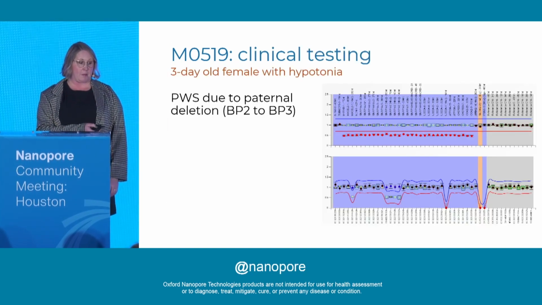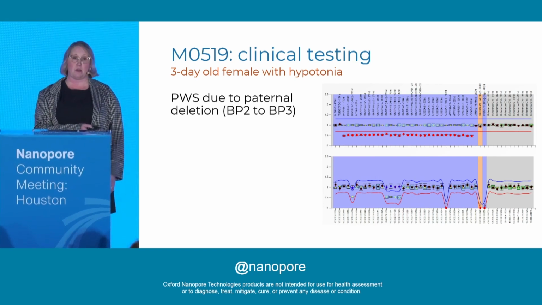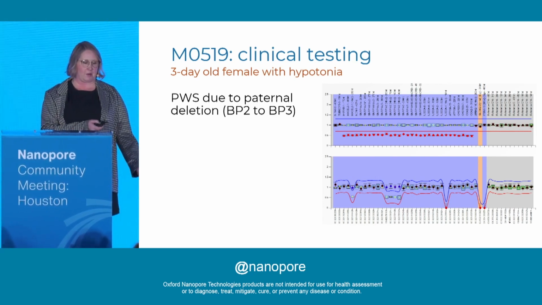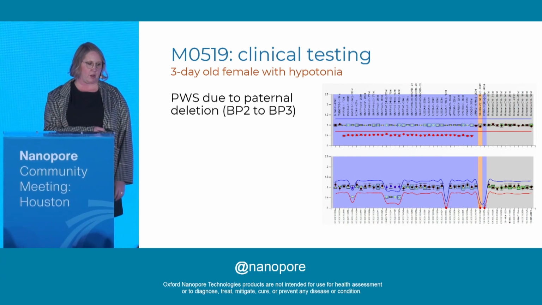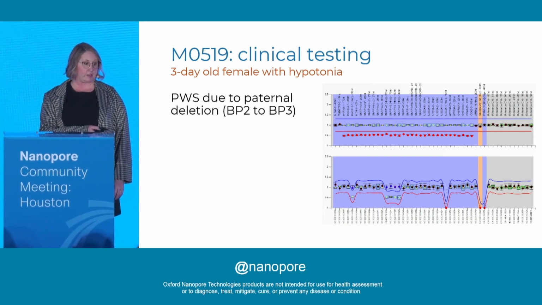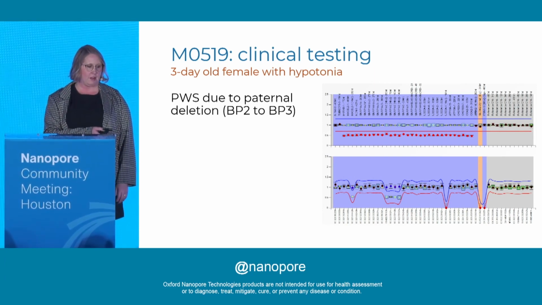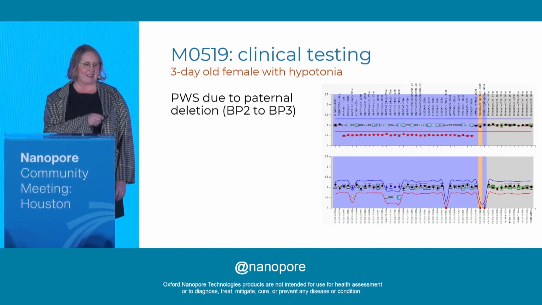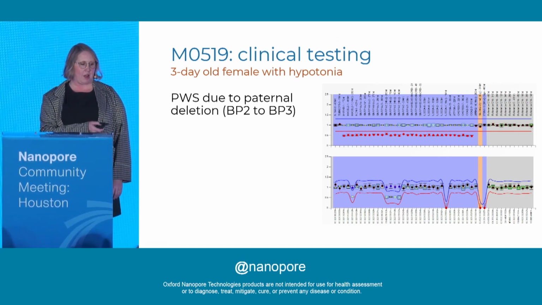This is a sample that we received from a 3-day-old female with hypotonia. Here, it only took that one test, and we were able to deliver the results to the family quite quickly, consistent with the paternal deletion and then the due to the paternal copy. All right.